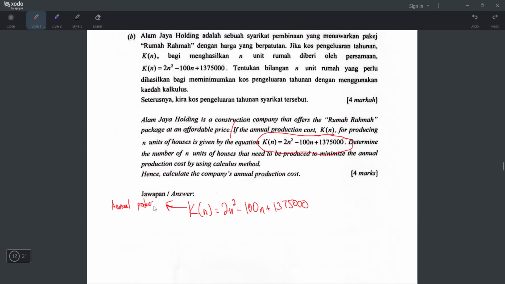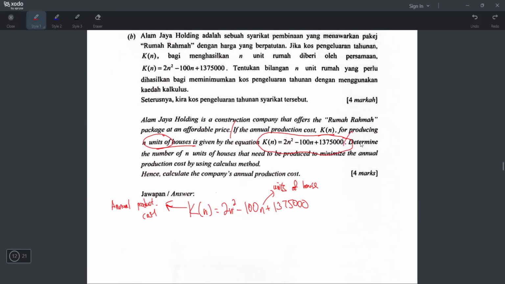This is the formula to find the annual production cost, because they say Kn represents the annual, one year, production cost. Then, what is the n? The n is the units of house, right? So I'll just write here units of house. That's the n, including this n and this n. So let's say I want to know the annual production cost for 2 units of house. Then I just replace the n with 2 here and here, and then I calculate everything. Then I get the annual production cost. That's what it means.